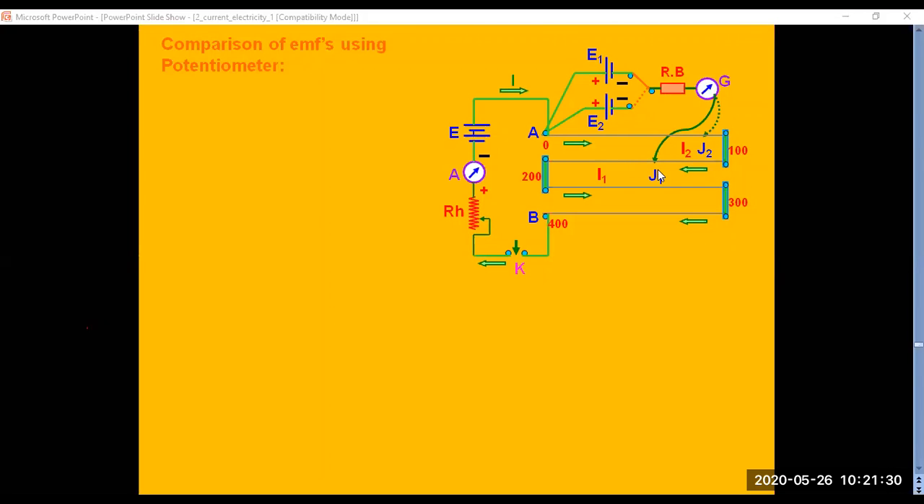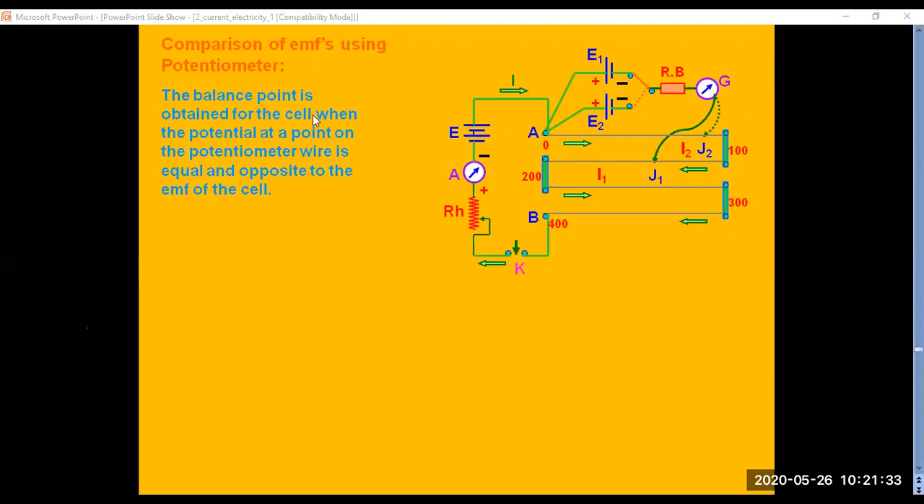Now when you do this, the balancing point is obtained for a cell when the potential at a point on the potentiometer wire is equal to and opposite to the EMF of the cell. So this balancing point, like in the meter bridge, we found out what is the length. But here it will be equal and opposite to the EMF. J1 and J2 will denote your EMF.